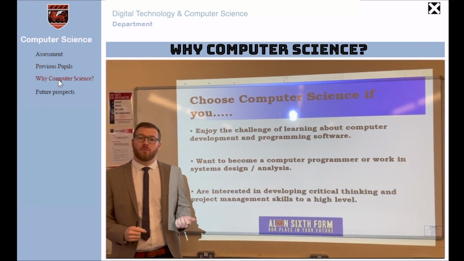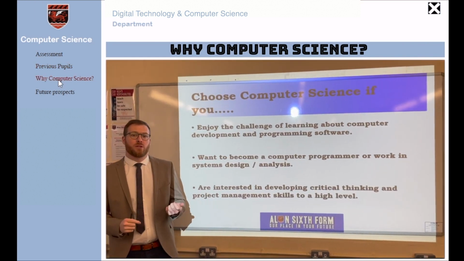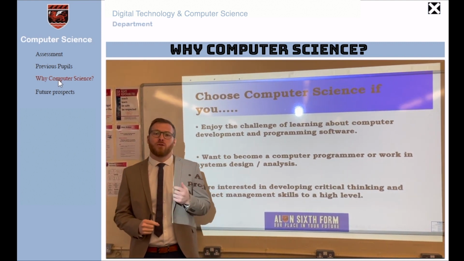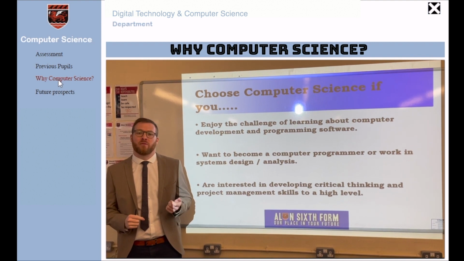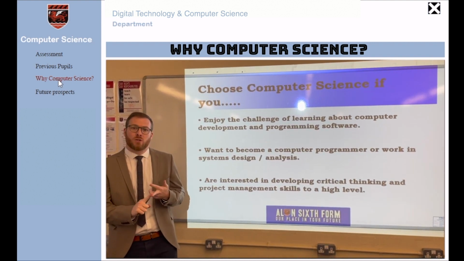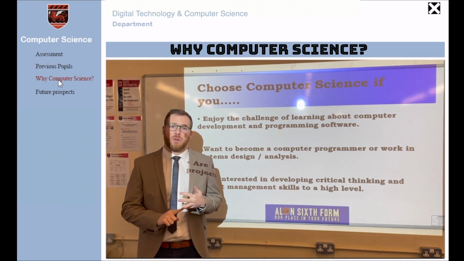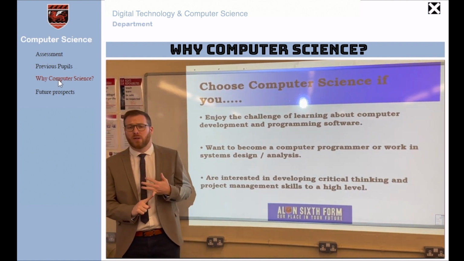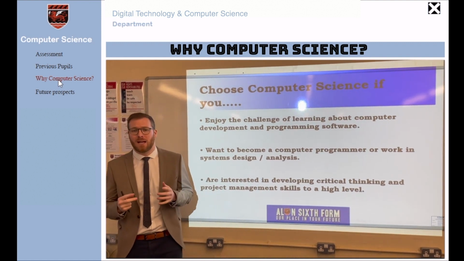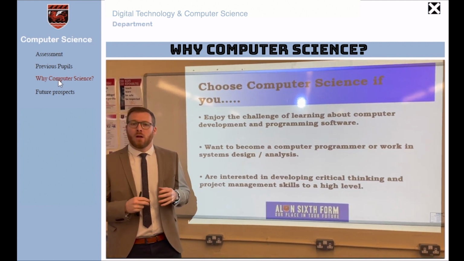Okay, so why computer science? Well, the reason you should take computer science is there are a whole host of new emerging careers coming from this subject. You could be working in computer forensics, autonomous vehicles, virtual reality, you could be coding for games. There's absolutely loads of jobs in demand out there for you.